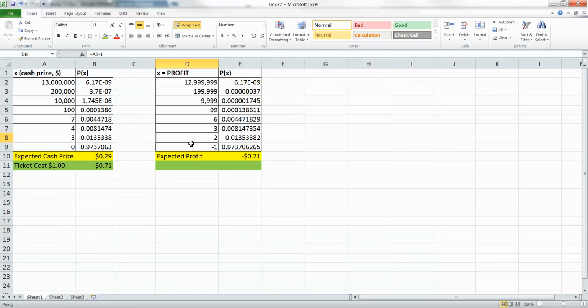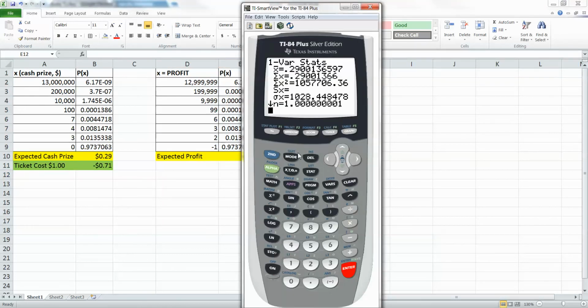Right? Because if you spent $1 to play, then if you win nothing, you're at negative 1 profit. If you win $3, then you're only at $2 profit because you spent $1 to play in the first place. See what I mean? And if you won $100, you only make 99 in profit. So this is the cash prize, this is the profit. So you could either take the cash prize expected value and take away 1, or you could figure out the different profit values for each one. Either way will work. And if you're going to use a calculator, you would just go in and figure out the new L1 values. You could even put them in L3 so you don't have to do it.